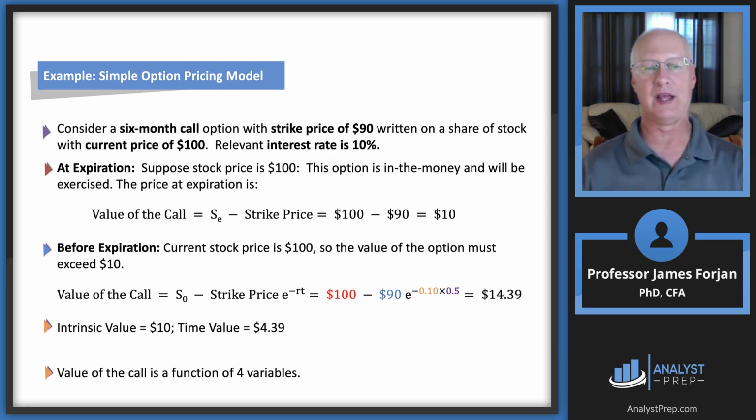And that's that third arrow point. Before expiration, we have 6 months to go. So let's go ahead and scratch our heads for a second and remind ourselves what we talked about with the binomial model. We learned that the price of an option is the present value of those expected payoffs.